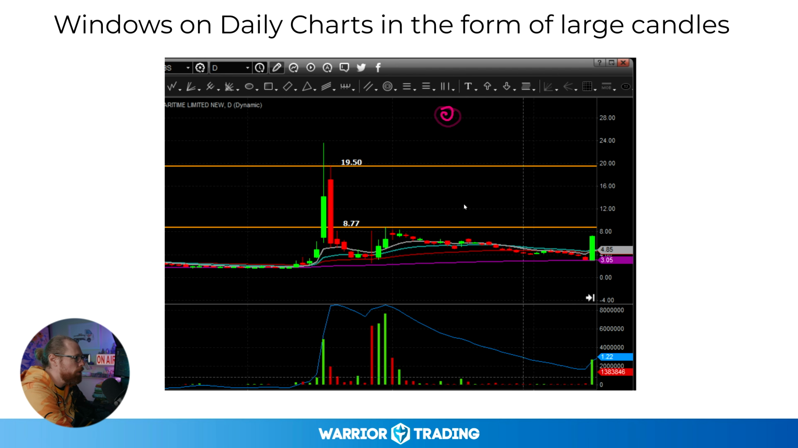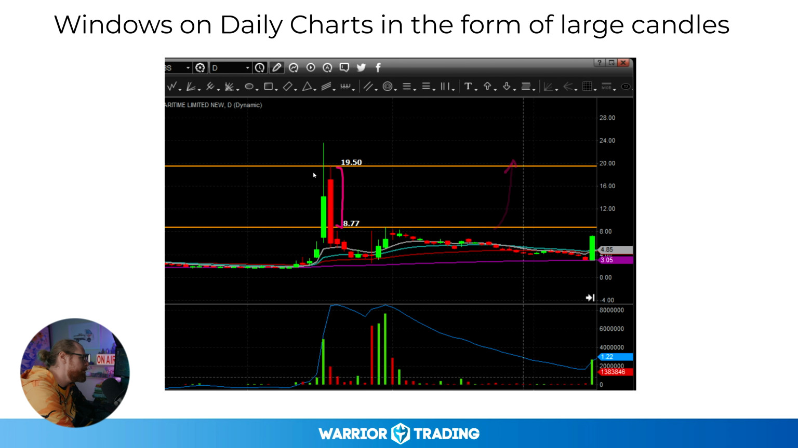Now, windows are a little bit different. A window is not created by a gap, but it's created by a large candlestick. So this large red candlestick here creates this window where now as the stock is coming back up, if we break over the high of this level here, we look to the left and we look up. And the next resistance is at $19.50. So we have room from $8.77 all the way to $19.50 with no resistance because that candle kind of swept down, broke it all down. And now as it comes back up, we've got a clean shot coming back up. So that is a window on the chart.